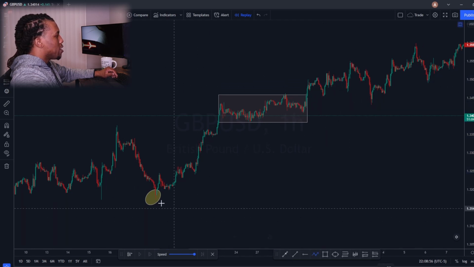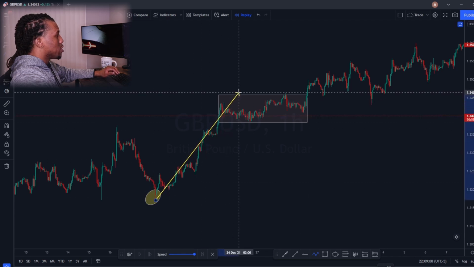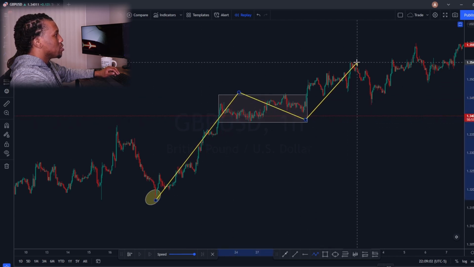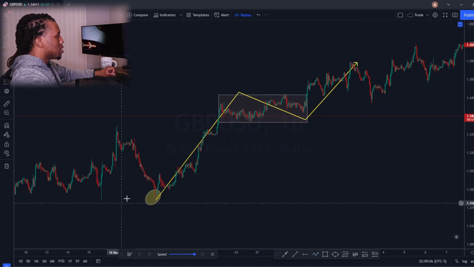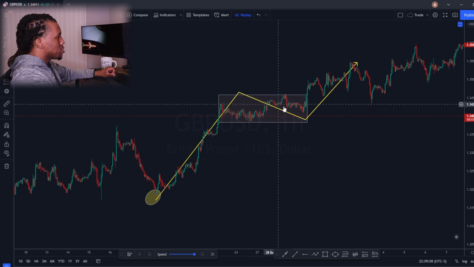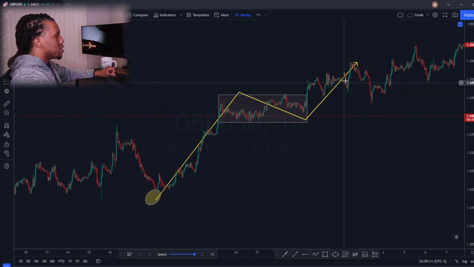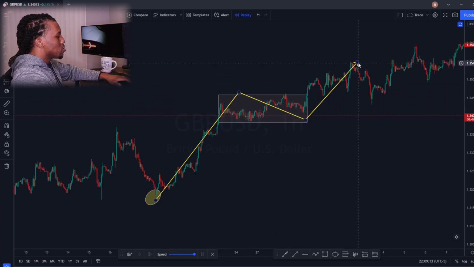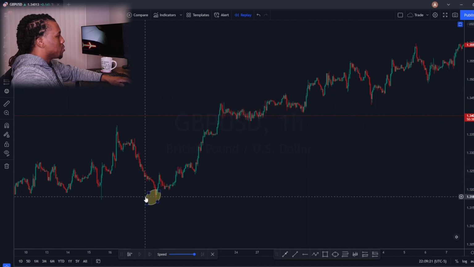Now in here, I'll break it down. We have our impulse right in here, correction, continuation, right? That's the actual impulse leg right here. The market corrects itself right here and then continues up, right? So that's our actual 3 phases in that trend, right? Let's look for another example.